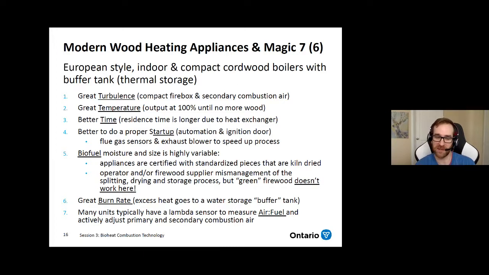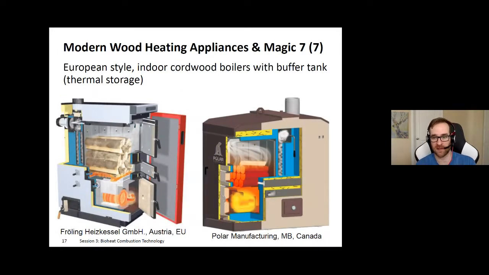And some of the units also have, like I mentioned, that lambda sensor to monitor the air-to-fuel ratio as the wood is burning and going through the last phase of combustion. That's our two pictures. On the left-hand side, this unit is made in Austria, and the other one was fabricated in Manitoba. They're essentially very, very similar in design and size. They were available on the market.